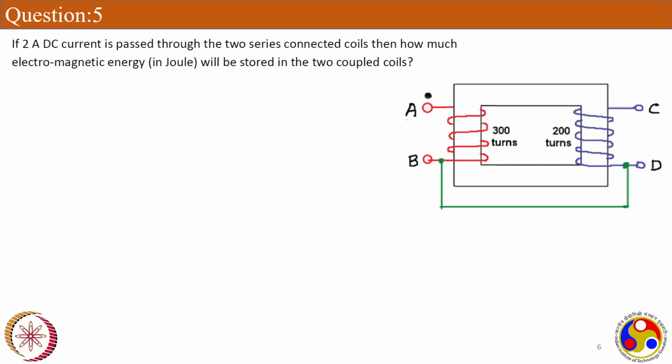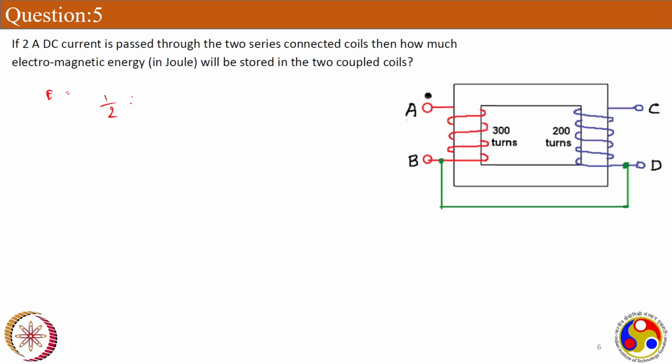Okay, now we are flowing a 2 amps DC current through the two series connected coils. Then how much electromagnetic energy will be stored in the two coupled coils? For a single coil, the electromagnetic energy stored would be half L i square. That we have derived. We also derived what would be the energy if there are two coupled coils. One will be half L1 I1 square, that is self-stored, and one will be half L2 I2 square, that is self-stored, and there will be some mutual component M I1 I2. I doubt you remember it.